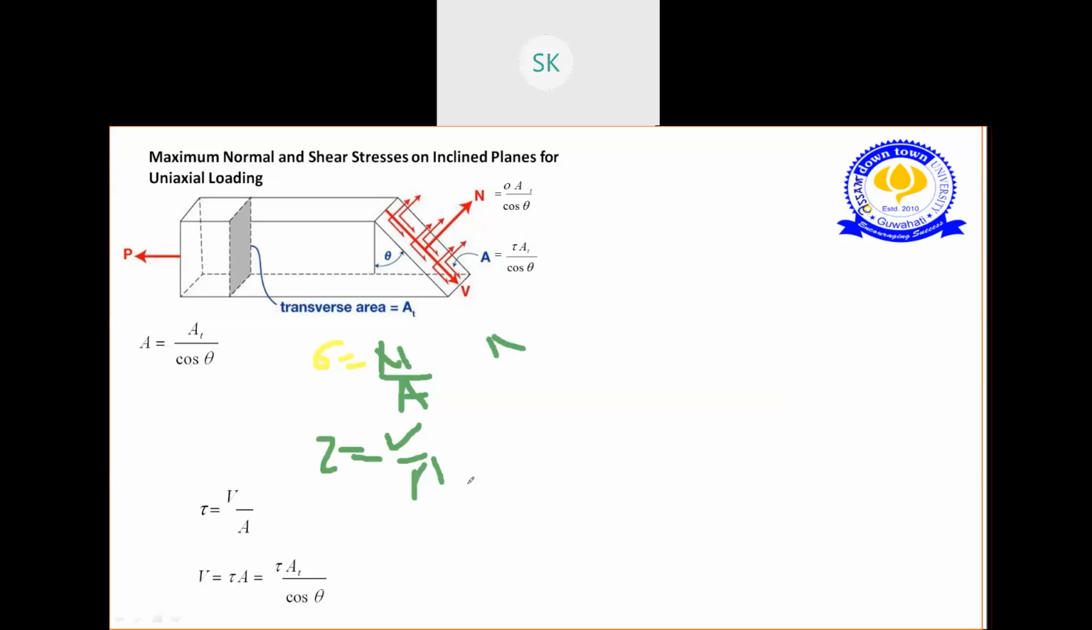So your tau is V by A. So put the value of A, AT by cos theta. We got the V value from this relation, tau AT by cos theta. So we got N and V. We got the normal force and we got the shear force.